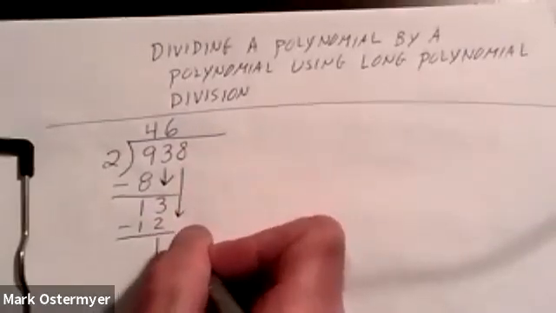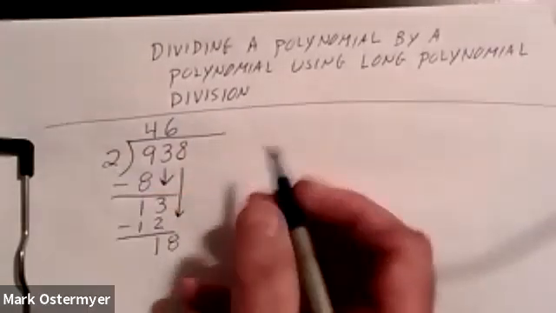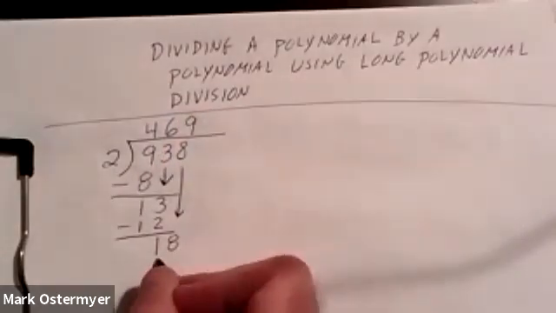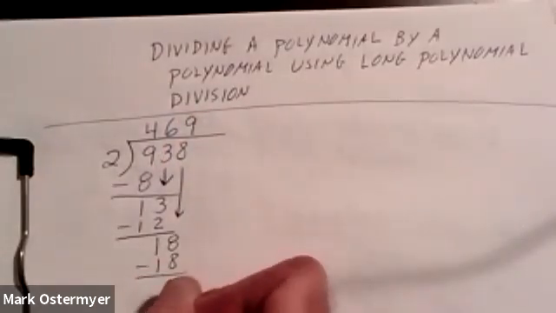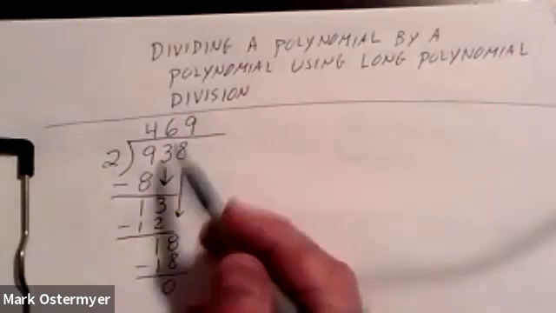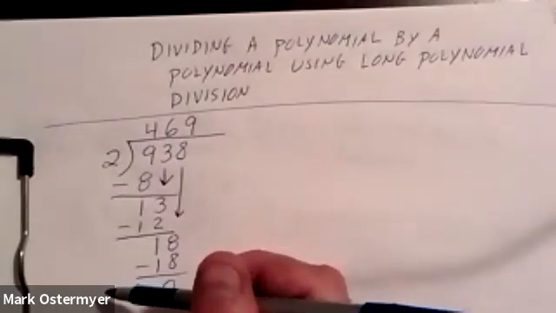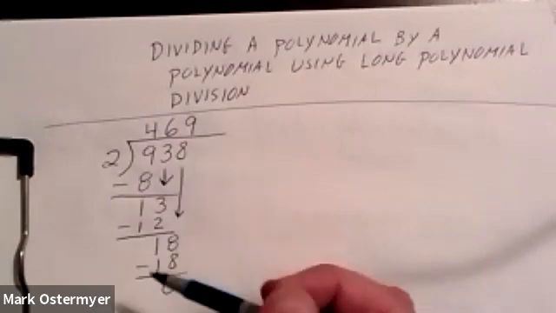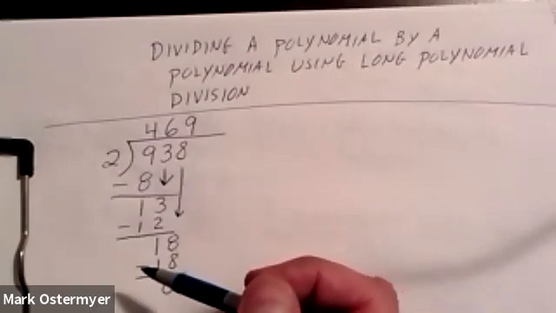Drop down the 8. Last round of division. 2 divides into 18 9 times. 9 times 2 is 18. Subtract off and a remainder of 0. This algorithm that we used back in basic math to divide whole numbers is exactly the same algorithm we're going to use to divide a polynomial by a polynomial.